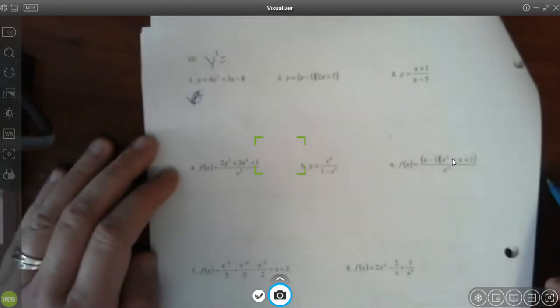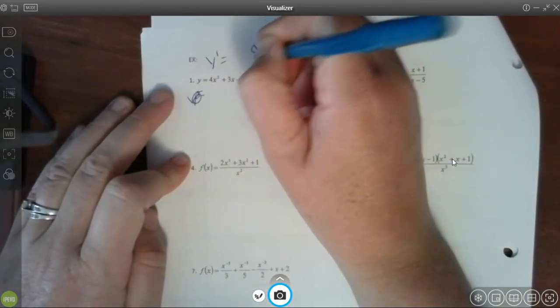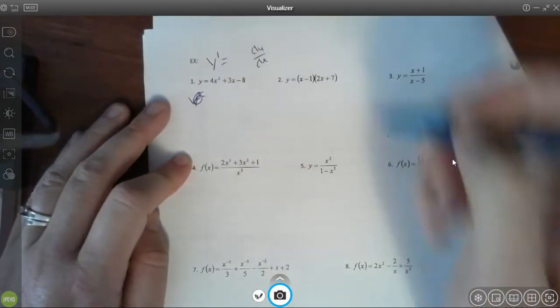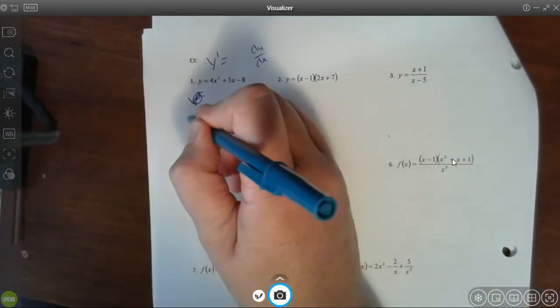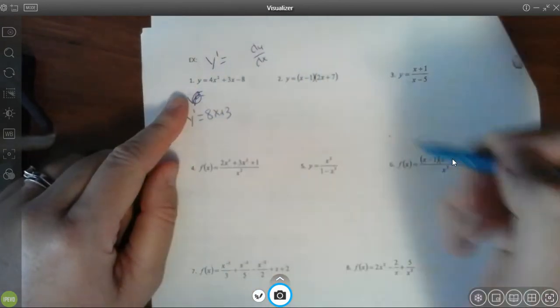All right, so y prime is just the shorthand for derivative. I could also do dy over dx, and that's what we're going to start doing later on in the chapter, but right now I'm lazy, so I'm going to use a y prime. So the derivative of that would be 8x plus 3.